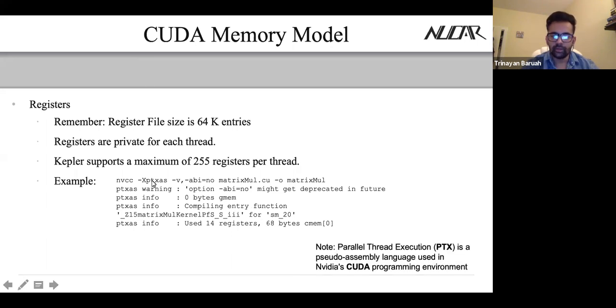In case you're wondering what this PTX is, it's a sort of pseudo assembly language that is used in NVIDIA CUDA. Normally we don't program in PTX, but people who develop high performance CUDA libraries would use PTX to write their code.